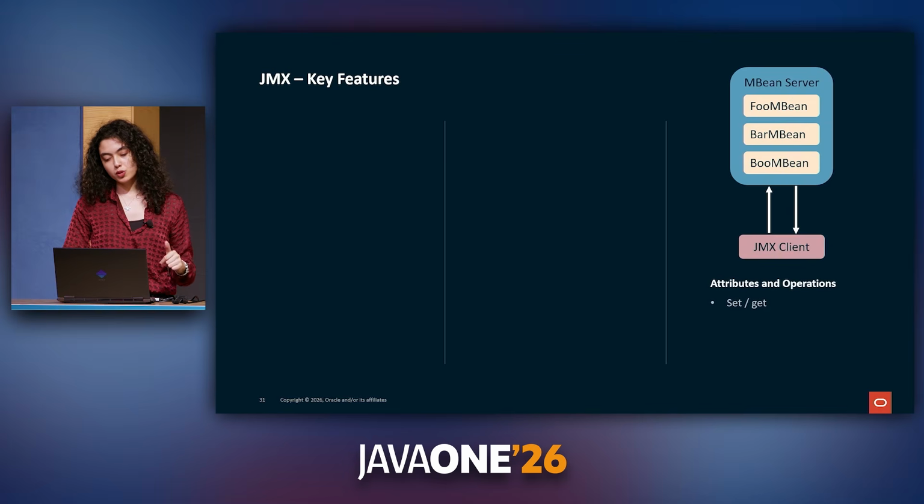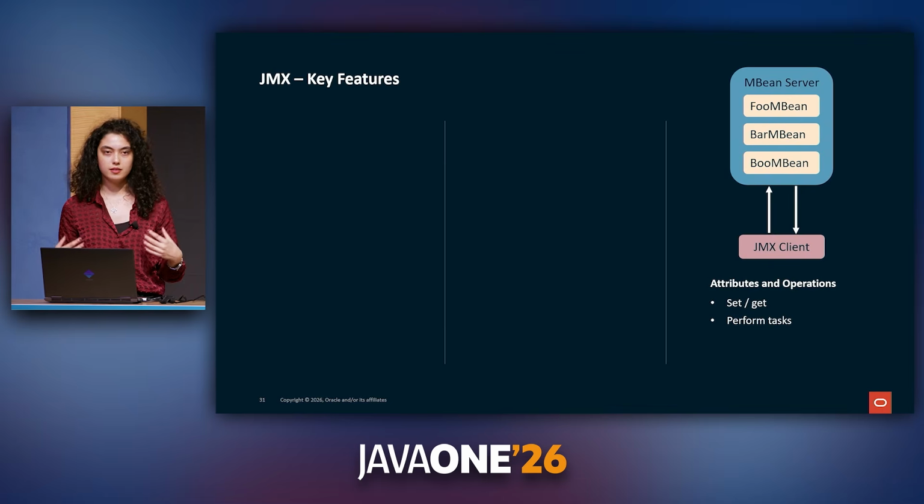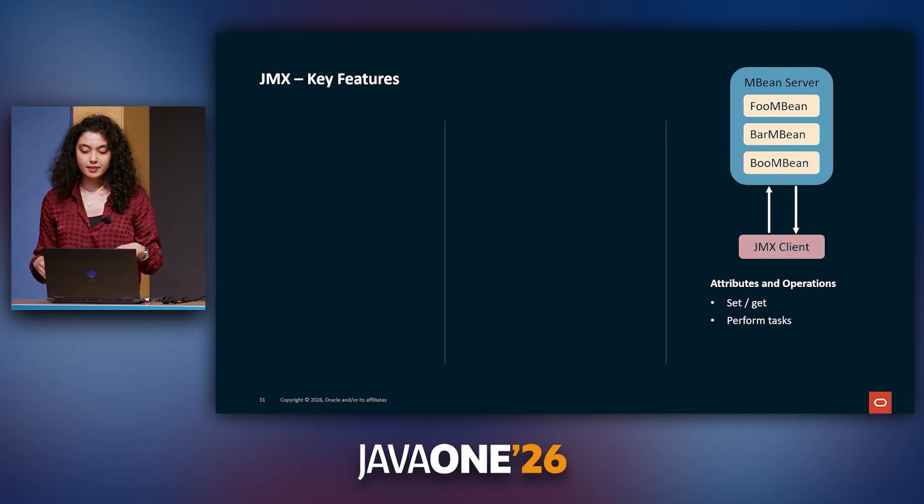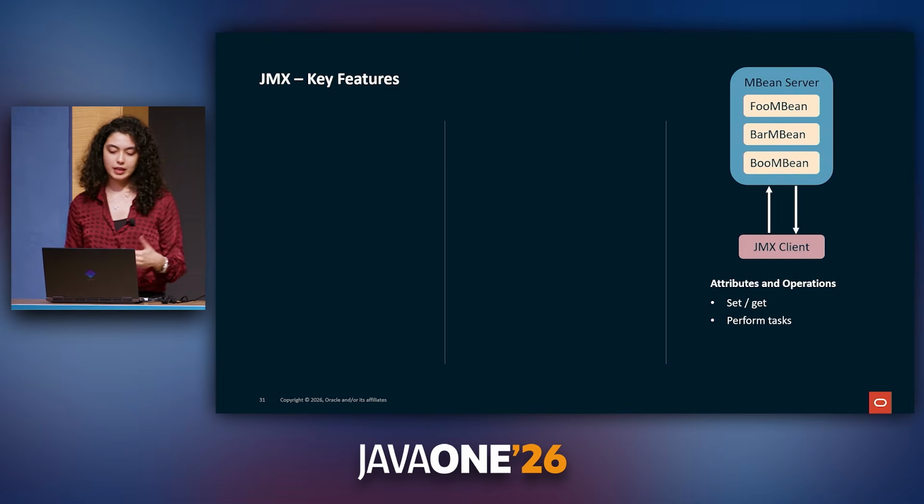An MBean exposes two main things: attributes and operations. Attributes are the getters and setters that allow us to read and write some configuration. And operations are the methods that perform some kind of action or task.